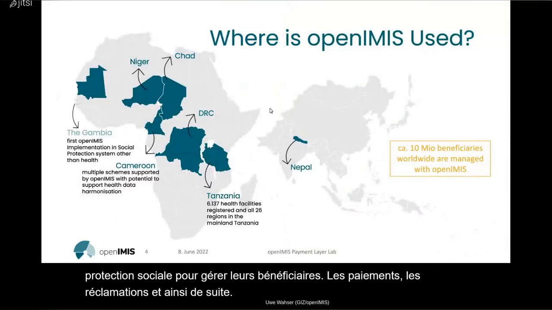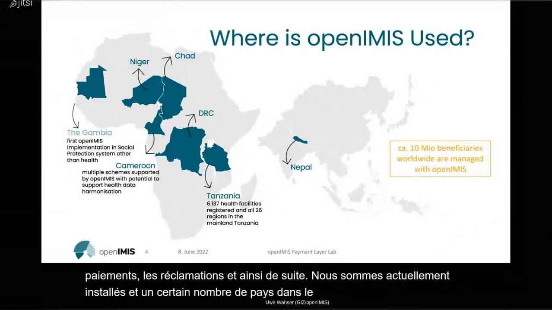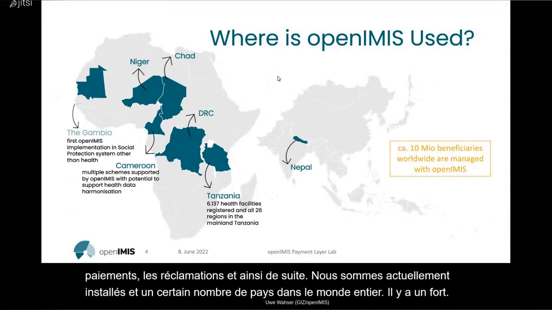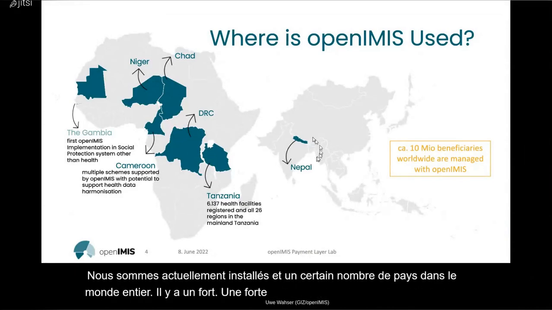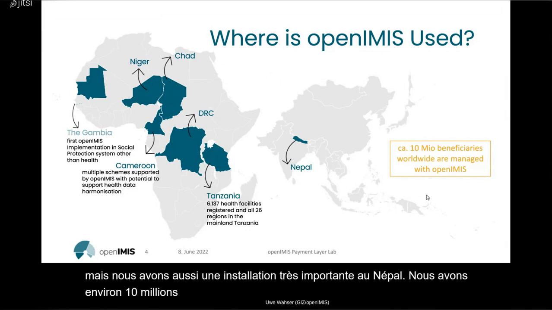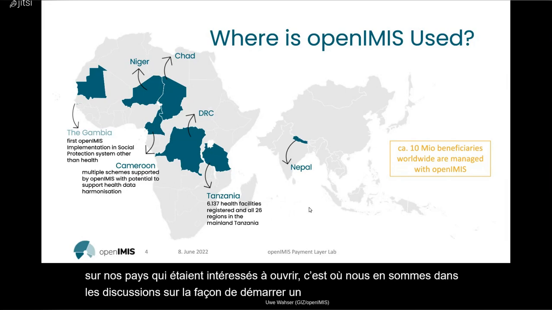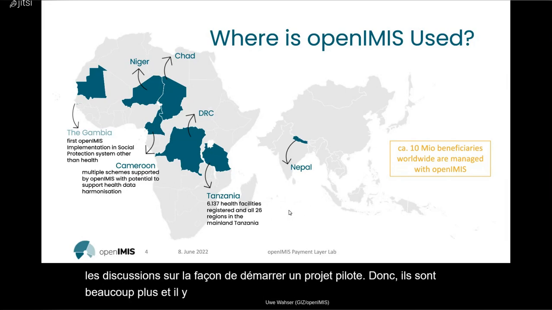We are currently installed in a number of countries worldwide. There's a strong momentum in African countries, but we have a very prominent installation in Nepal as well. We have about 10 million beneficiaries by now worldwide. And what's not on the map are countries that were interested in openIMIS, where we are in discussions on how to start a pilot. So there are quite a few more, and there would be other parts of the world appearing on this map as well if we included them.